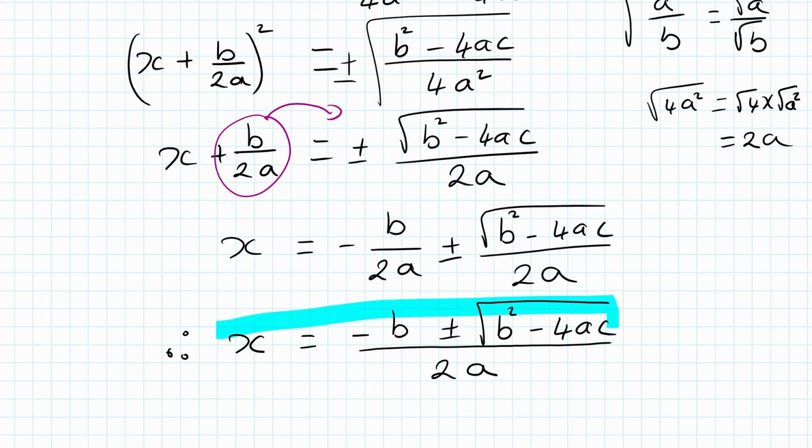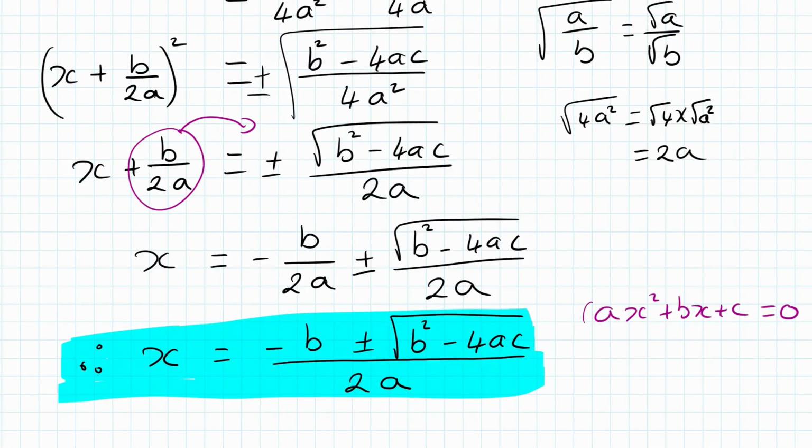So when you see the equation in this form and you cannot factorize, you have to use the quadratic formula, which is x equals negative b plus or minus square root of b squared minus 4ac, all over 2a.